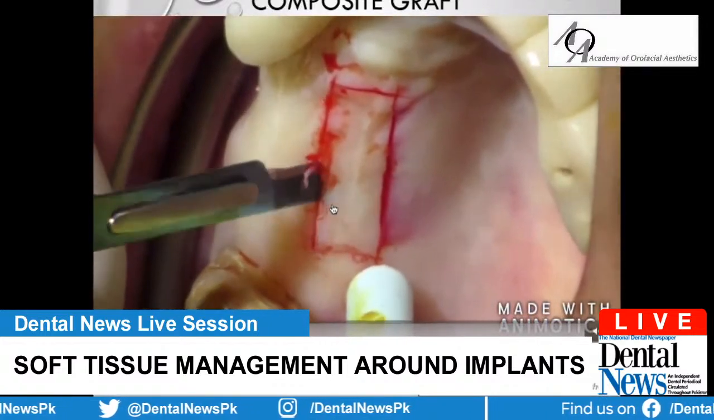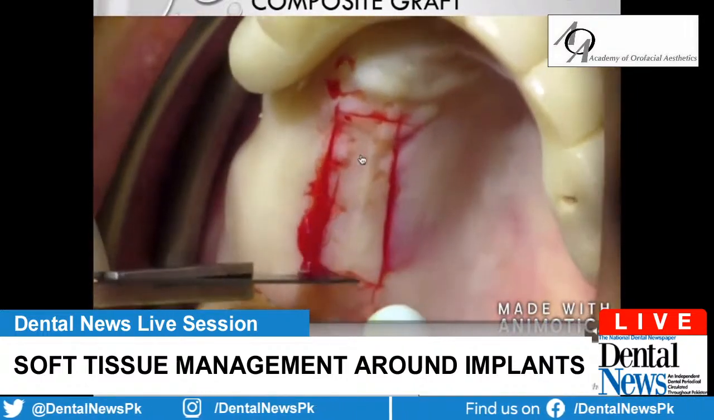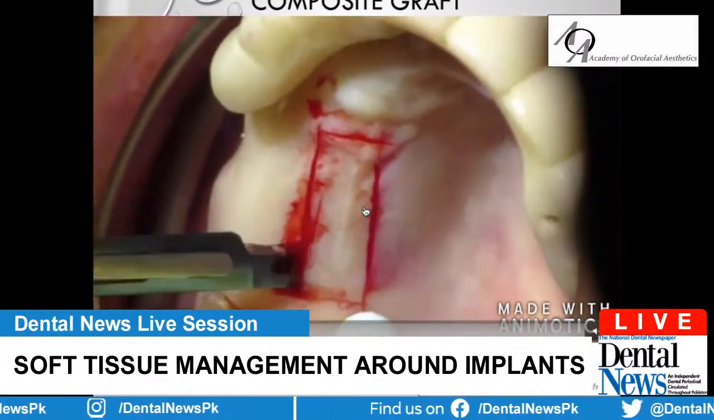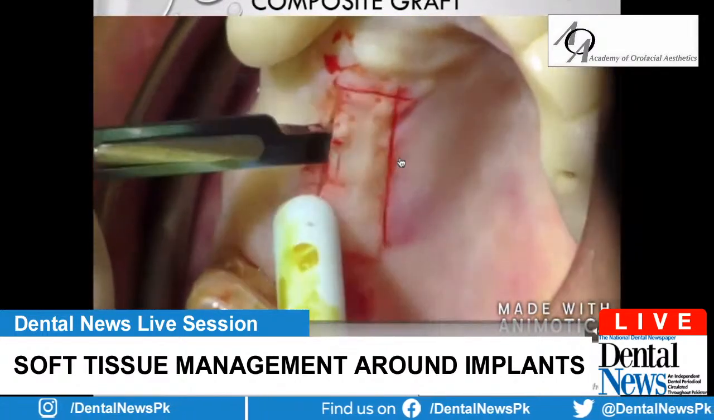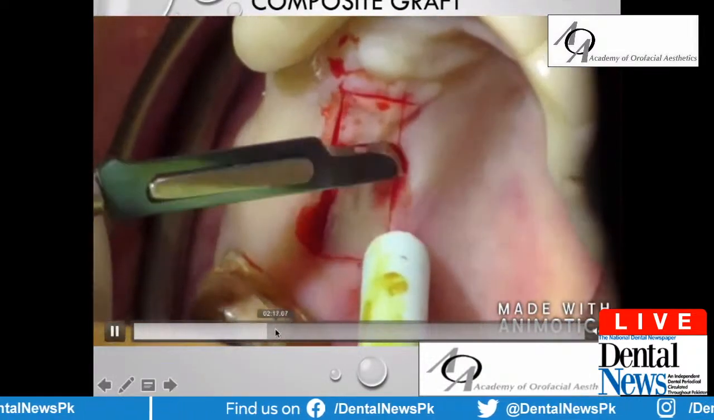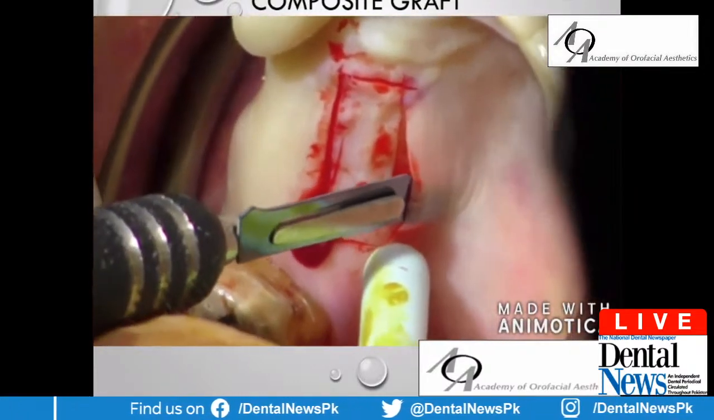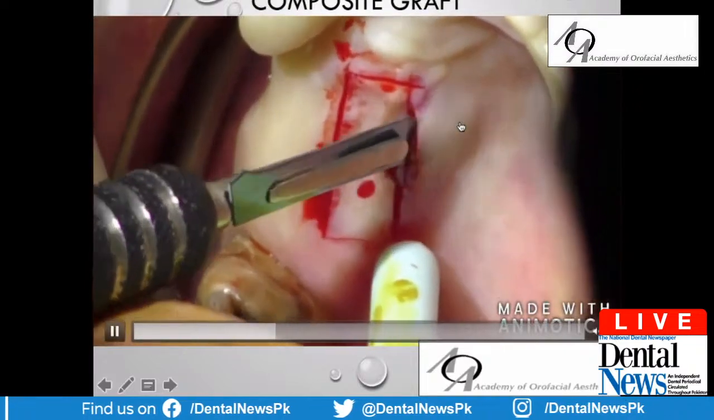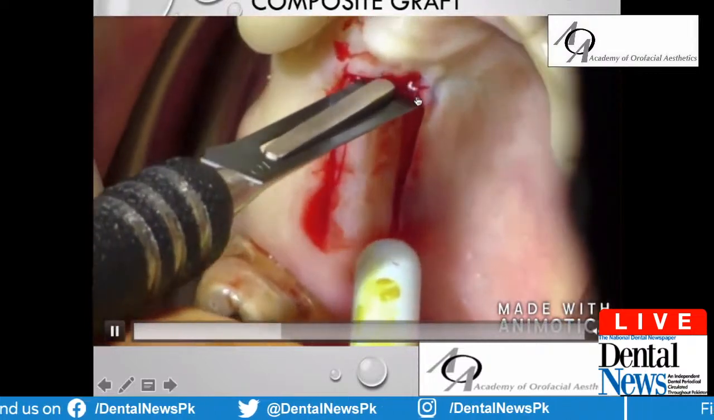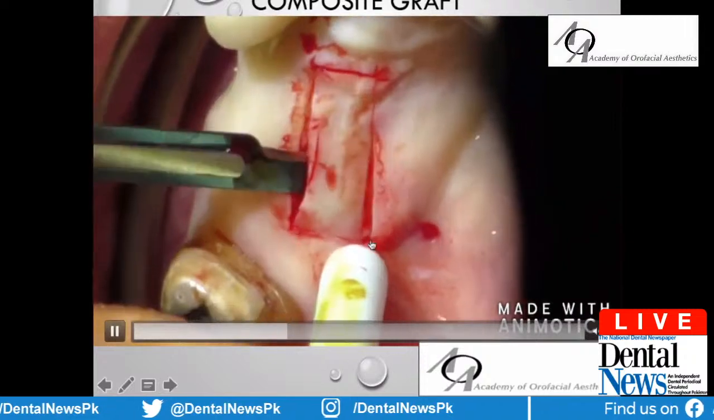Now here, we will not go deeper than 2 millimeters because we are just taking the epithelial part with minimum amount of CT. And from here onward, we'll go deeper, because we leave this portion and we take the internal connective tissue part. So here I'm just going for a periosteal cut to take out my CT. I come deep here, but here I just come superficially. So this is superficial, this is deep.